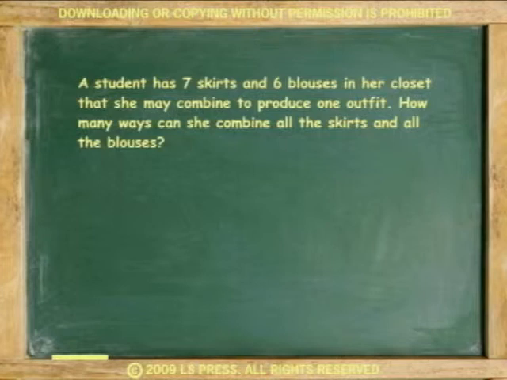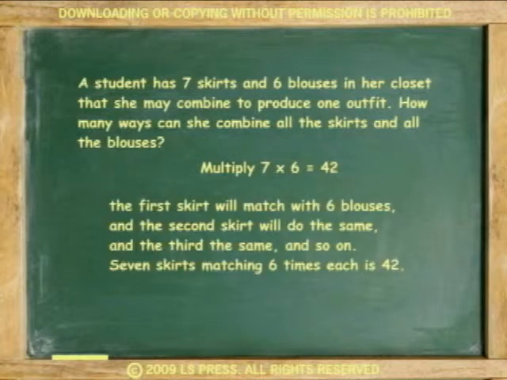The short answer would be 7 times 6 equals 42. In the long answer, consider that the first skirt will match with 6 blouses, and the second skirt will do the same, and the third one the same, and so on. 7 skirts matching 6 times each is 42.